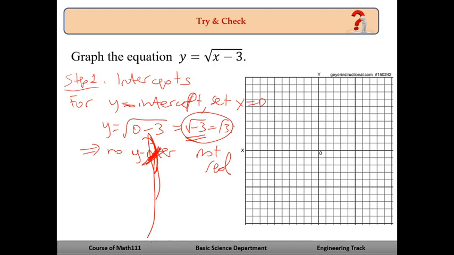Okay, I'm sorry, this happened. Y-intercept: no intercept.